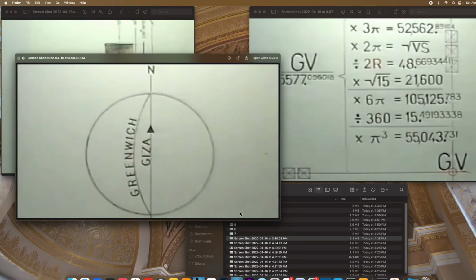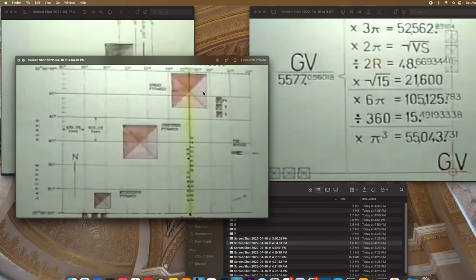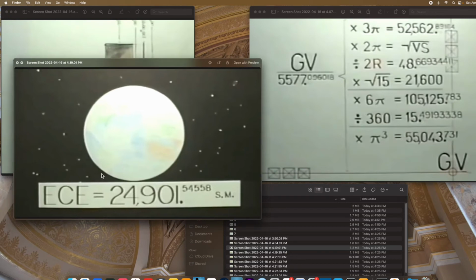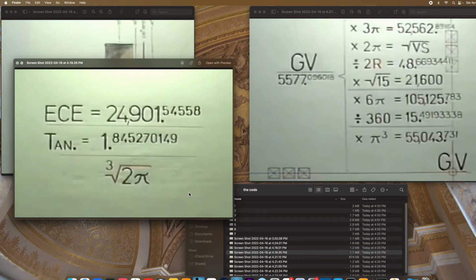So yeah, Giza is the original prime meridian 0 point, not Greenwich, England. Right here, as all these other monuments confirm. If we look at the Earth's circumference, or the equatorial circumference of Earth, 24,901.54558 square miles. Okay, well, what's the tangent of that? It's the cube root of double pi. Doesn't that sound cool, just saying cube root of double pi?